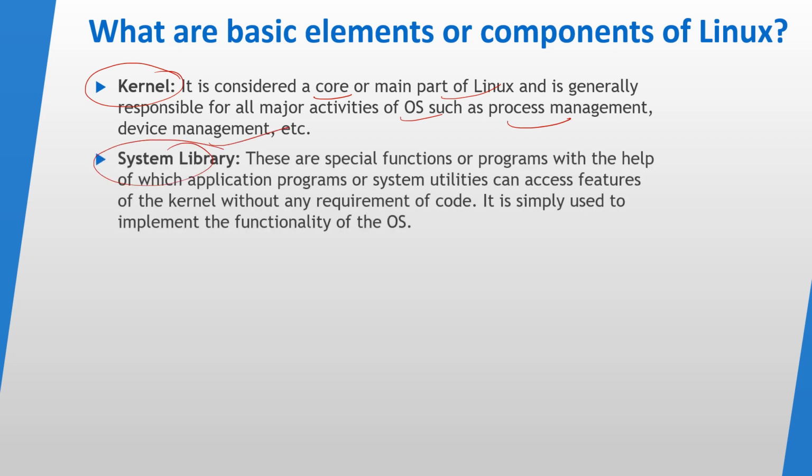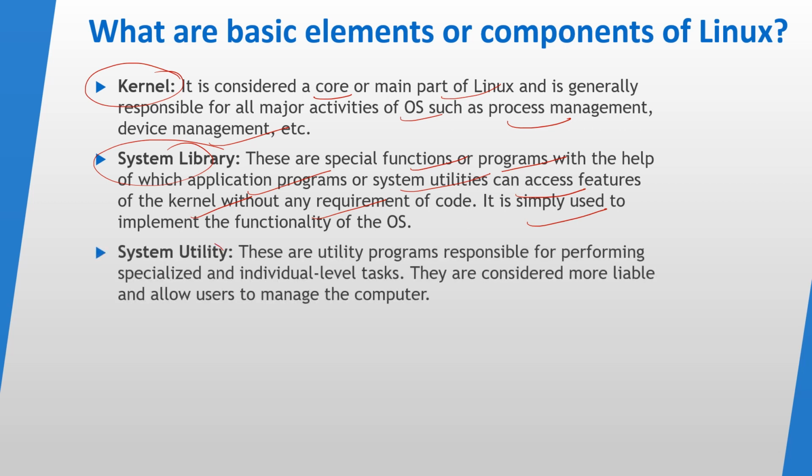System library. These are special functions or programs with the help of which application programs or system utilities can access features of the kernel without any requirement of code. It is simply used to implement the functions of the OS. Okay. System utility. Then we have system utility. These are utility programs responsible for performing specialized and individual level tasks. They are more reliable and allow users to manage the computer.